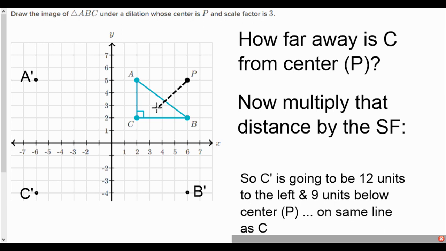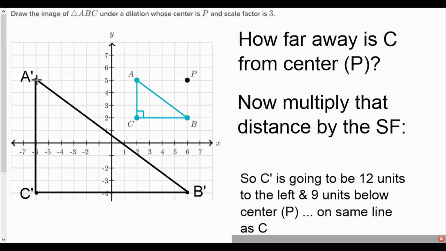Now, something interesting for you to see, though, is I wanted you to see if I drew a straight line from P to C, it also connects with C prime, and P goes through A, and also to A prime, and P goes through B and B prime. So whenever we dilate these points, they've got to be on the same line as their original point. But I just wanted you to see that. Now we can just connect A prime, C prime, and B prime. There we go. We've dilated that triangle. No worries.